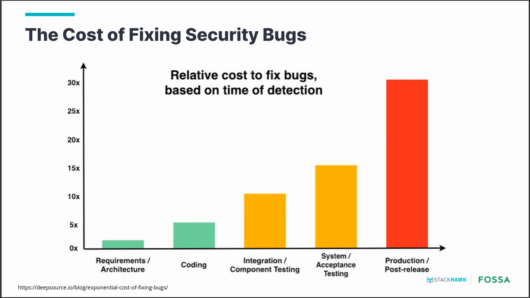And so those are some of the things that we're trying to help fix. This whole shift left movement is about pushing stuff back to requirements, architecture, coding, integration, and component testing, where your cost of finding and fixing these bugs is about 3x less than if you only find and fix them after you release.